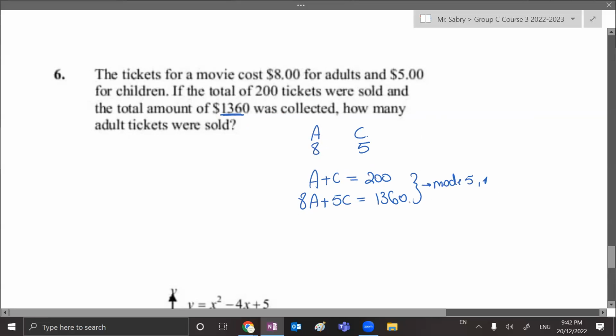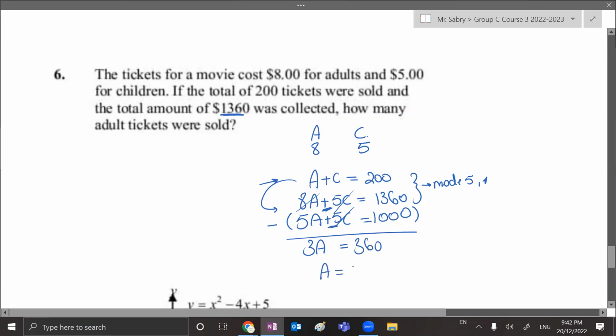If I'm not allowed the calculator, I'll just have to solve this algebraically, and I would use elimination in this case. I'll multiply everything up here by 5. This will create 5A plus 5C equals 1,000. I'll then subtract because those have the same sign. So I'll subtract 8 minus 5, that would be 3A, and then 5 minus 5 will cancel each other, and then this minus that, that's 360.